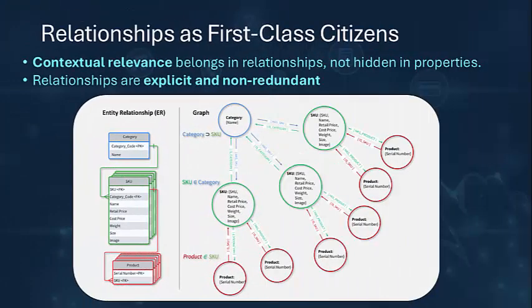Expanding the model shows how set theory maps naturally into graphs. A category is a superset of SKUs. Each SKU is a subset of its category and contains its own distinct set of products. Each product is an element of its SKU. These relationships are explicit and non-redundant, with meaning carried in the edges rather than hidden in foreign keys. Unlike relational models, which require multiple tables and joins, graphs express this relationship cleanly through semantic edges.